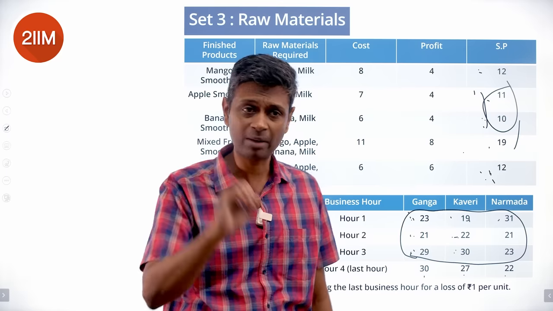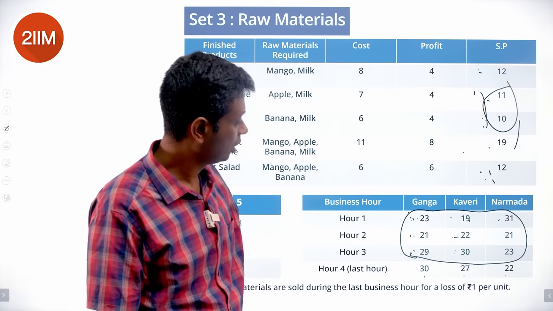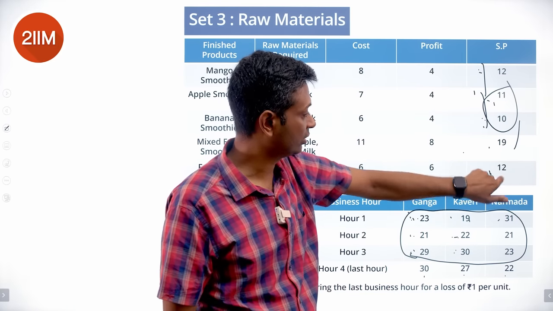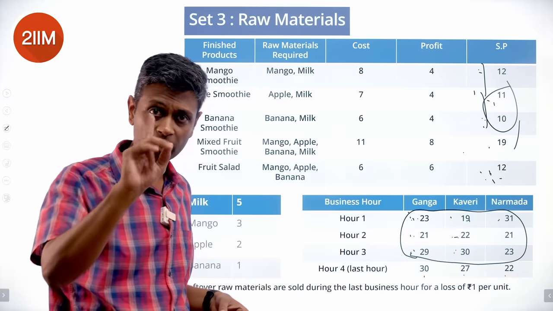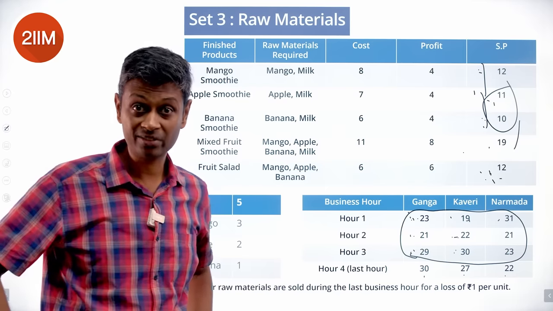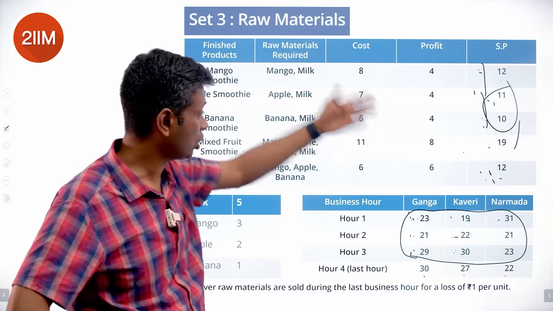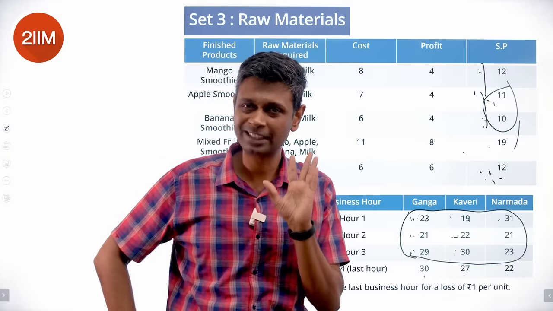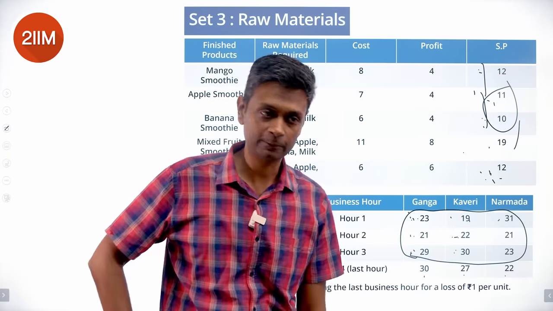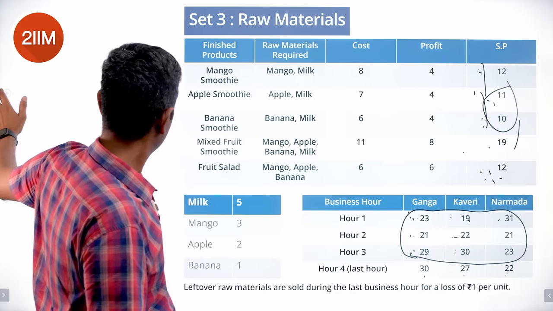The only place where ambiguity can come is this 23, which could be 11 plus 12, either these two or this and this. So in the first hour, Ganga definitely sold an apple smoothie. Her second item could have been a mango smoothie or a fruit salad. Both are possible. That's the only thing where we need to be switched on about. The rest kind of fall in place automatically. Brilliant.